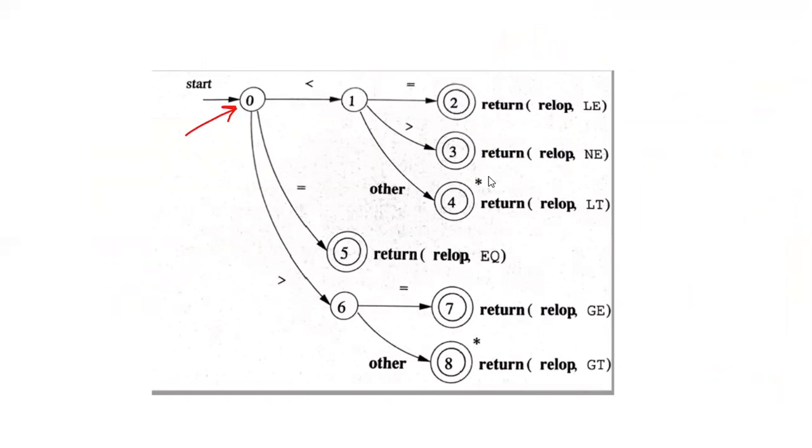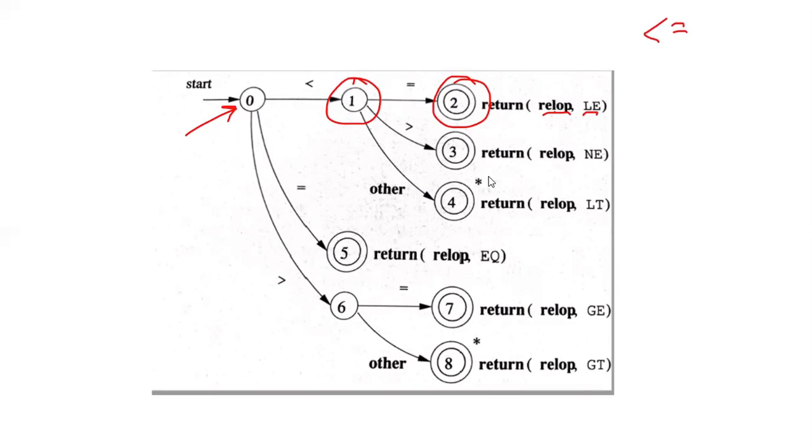So when I see less than, I go to state 1. Then I see equal to, then I go to state 2. Now state 2 is a final state. What should it return? I have seen less than equal to. So it returns rel of LE, less equal.